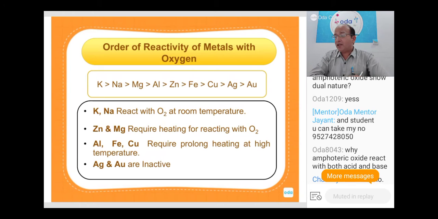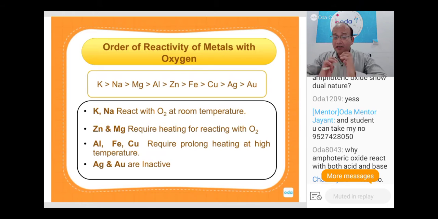Metals burn in air. The elements burn in air to form oxides. So what about their reactivity? The question comes to our mind: do all metals react with the same rate, or do they have different rates of reaction with oxygen or air? Definitely, different metals will have different rates of reaction. अलग-अलग metal का अलग-अलग rate of reaction होगा. They will not react with the same speed. So they will have different reactivity.